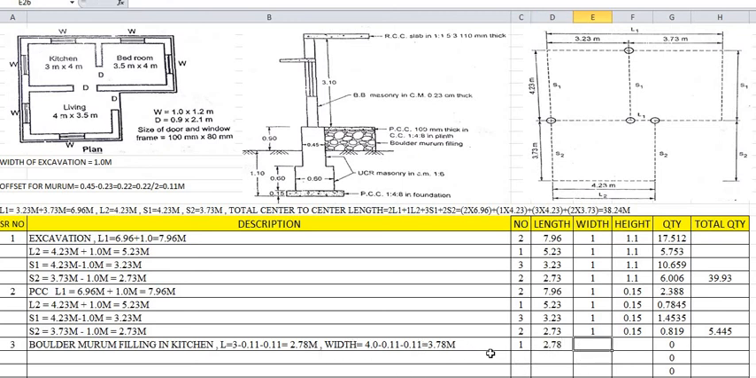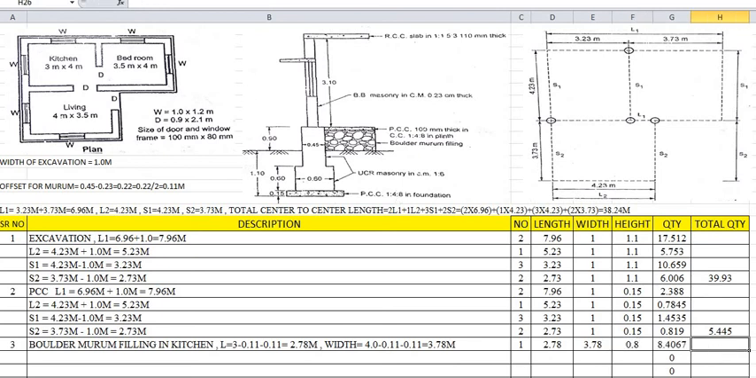What is the width of this kitchen? How many kitchens are there? Only one, 3.78. What is the height? The height I have already taken as 0.9 minus 0.1, that is 0.8. So 0.8 is the height.